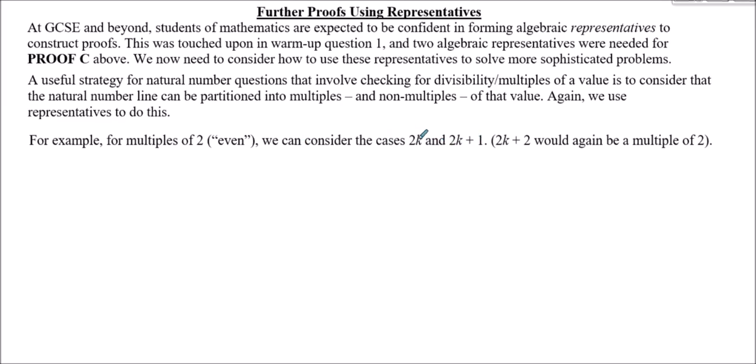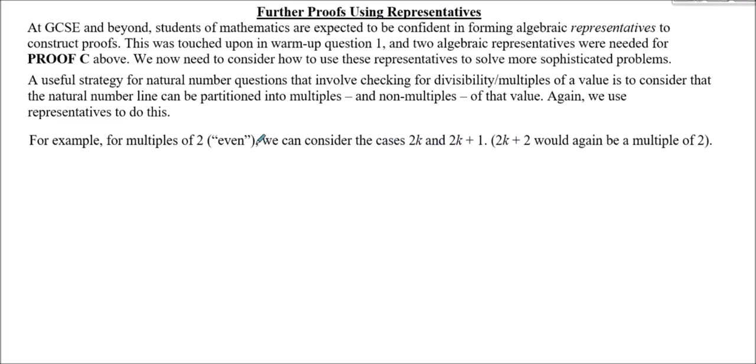So we could have 2k, 2k plus 1, 2k plus 2, which would then be a multiple of 2, 2k plus 3, and so on. Writing out numbers like this, the number line would be partitioned into algebraic representatives of multiple of 2, non-multiple of 2, multiple of 2, non-multiple of 2, and so on.